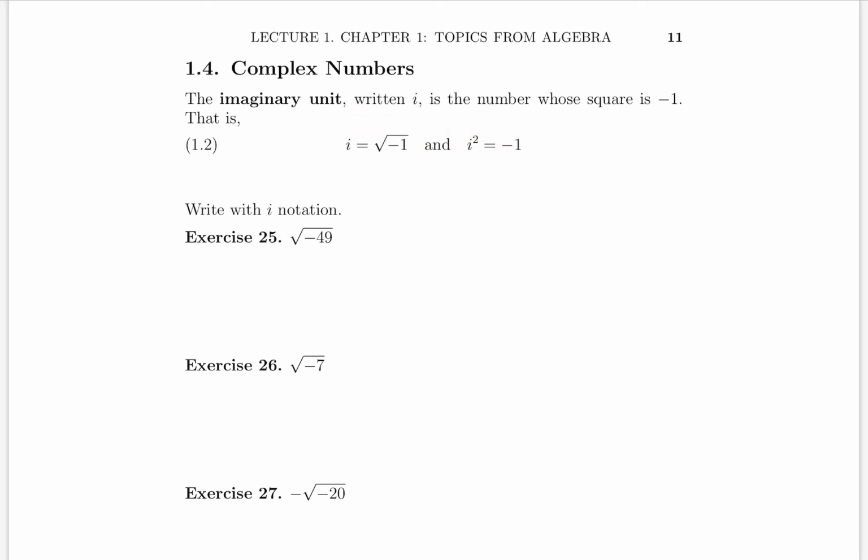So for the first example, they want us to write the expression with i notation. What you can do is treat the square root of -49 as the square root of 49 times the square root of -1, which is 7i. Because this is 7, and the square root of -1 is i. So that is your answer.